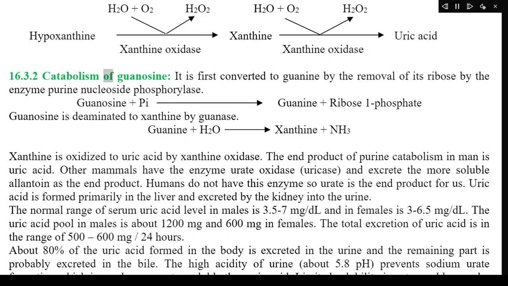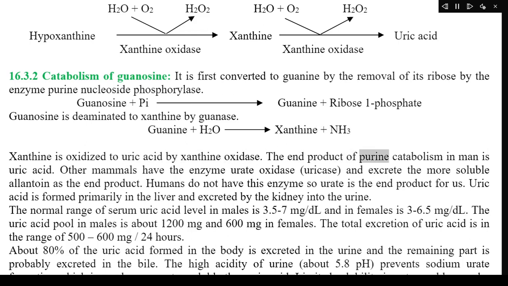16.3.2 Catabolism of guanosine. It is first converted to guanine by the removal of its ribose by the enzyme purine nucleoside phosphorylase. Guanosine plus Pi gives guanine plus ribose 1-phosphate. Guanine is deaminated to xanthine by guanase. Guanine plus H2O gives xanthine plus NH3. Xanthine is oxidized to uric acid by xanthine oxidase.